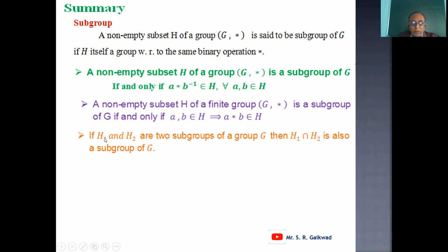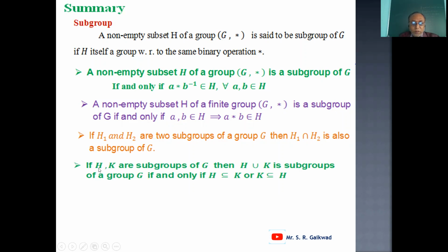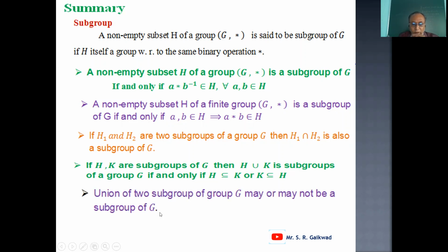Next, if H1 and H2 are two subgroups of G, then H1 intersection H2 is also a subgroup of G. It means the intersection of any two subgroups is again a subgroup. If H, K are subgroups of G, then H union K is a subgroup of G if and only if H is a subset of K or K is a subset of H. Union of two subgroups of a group G may or may not be a subgroup of G. It means the union of two subgroups need not be a subgroup.